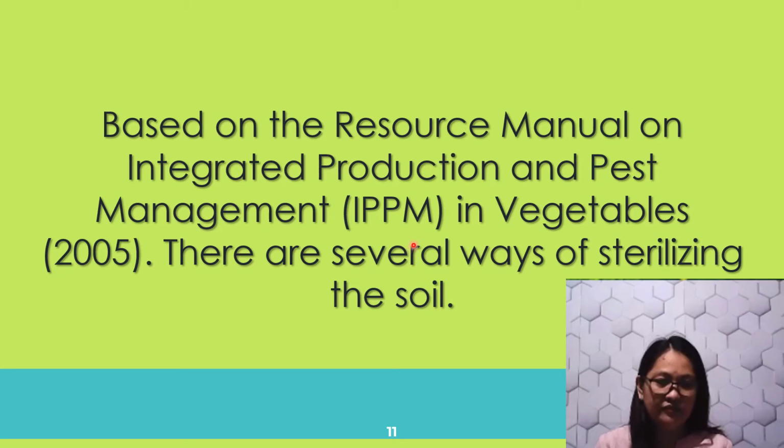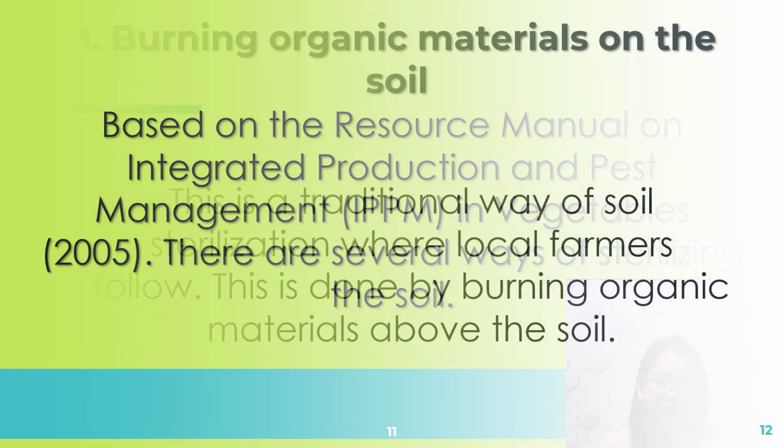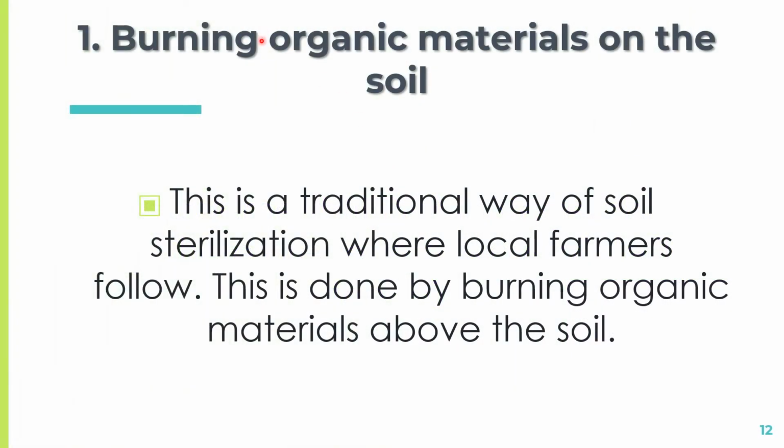Based on the Resource Manual on Integrated Production and Pest Management, IPPM, in Vegetables, 2005, there are several ways of sterilizing the soil. Number 1, burning organic materials on the soil. This is a traditional way of soil sterilization that local farmers follow. This is done by burning organic materials above the soil.